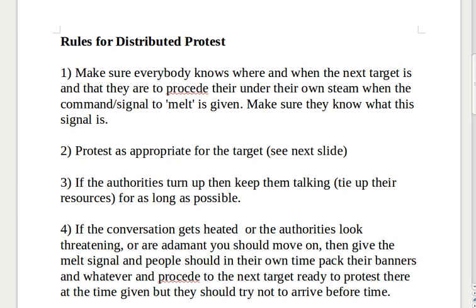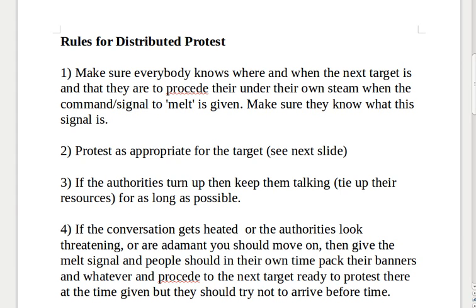And rules for distributed protest. First of all, make sure everybody knows when and where the next target is before you start protesting at the target that you're at. And make sure they know that they're to get there under their own steam when the command and signal to melt is given.